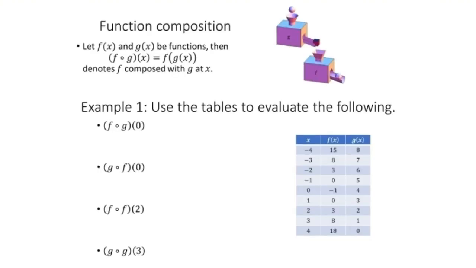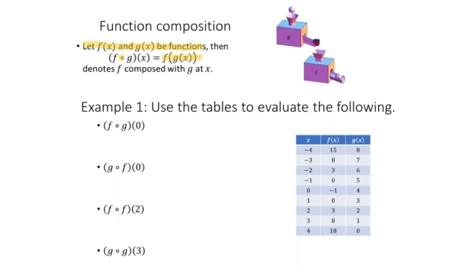Section 1.4, composition of functions. Function composition is the operation where we plug one function into another. If we let f of x and g of x be functions, then function composition is going to be denoted with this little circle, which will be referred to as f composed with g at x, and this represents f of g of x, where g of x is the input into the function of f of x.